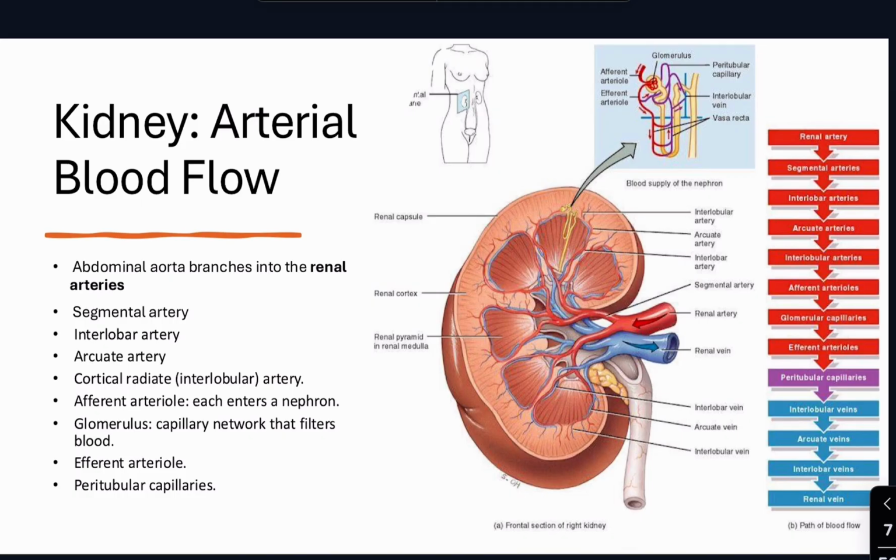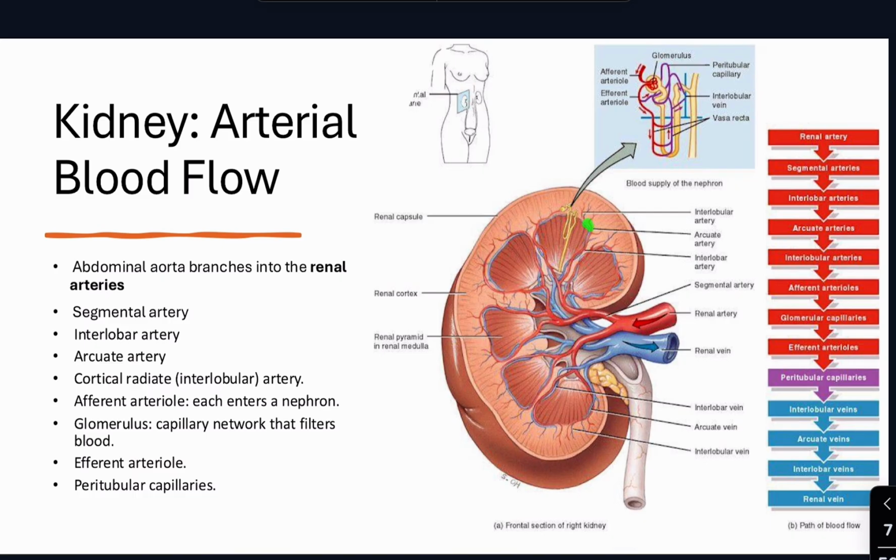Arterial blood flow in the kidney. So as we know, abdominal aorta will branch into the renal arteries, right? The renal arteries are going to give way to the segmental arteries, which we're going to see over here, coming right off. And the segmental arteries are going to then break up into our interlobar arteries. We can see those over here, interlobar arteries. Okay. They're going to be going up through these renal columns, and they're going to become arcuate arteries.